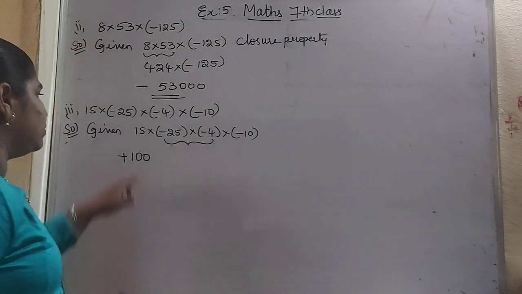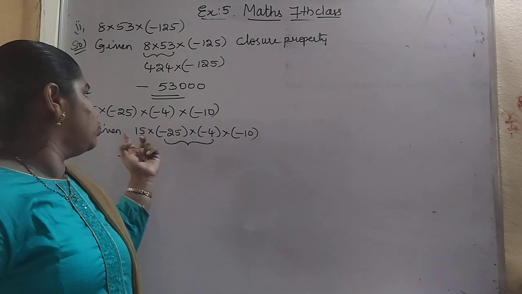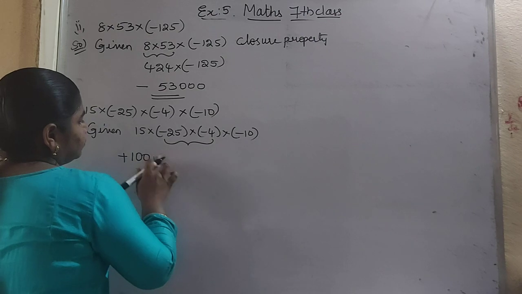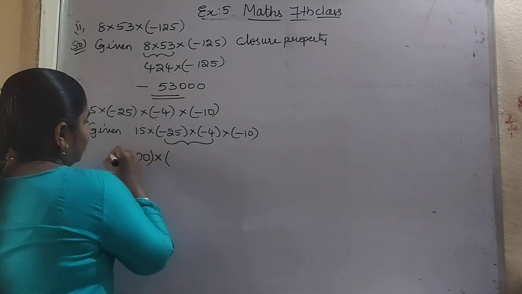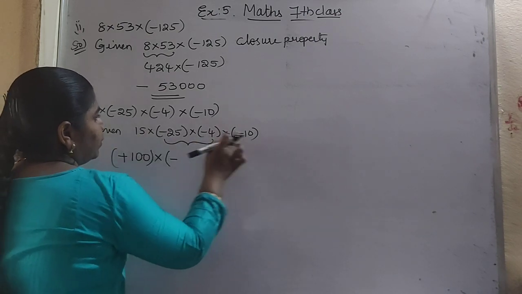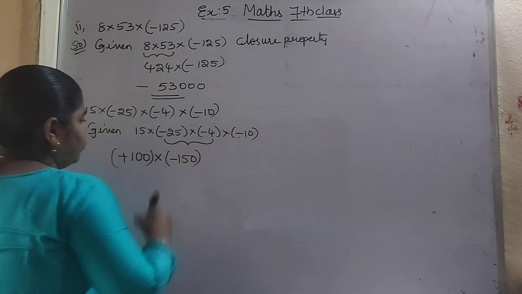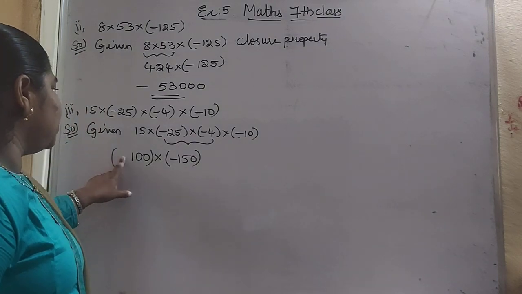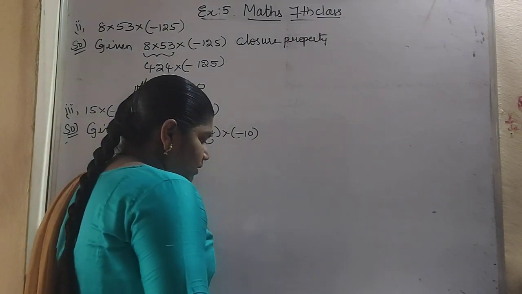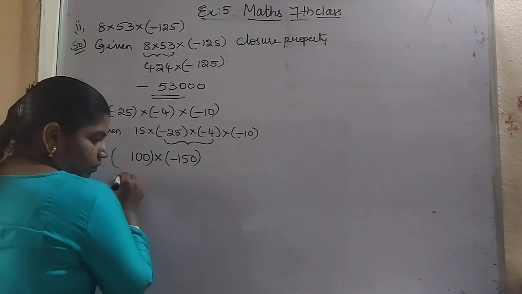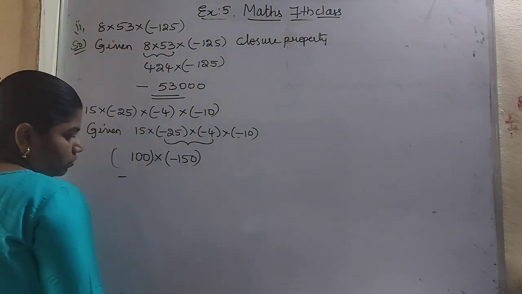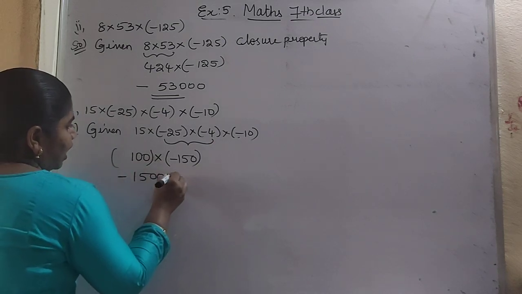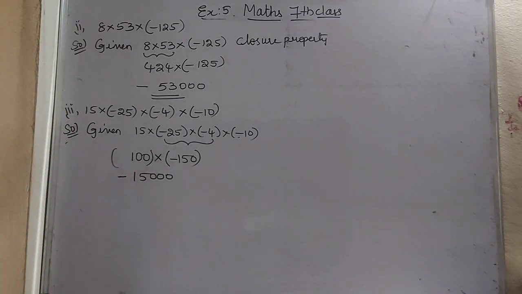Now what are the remaining terms? This one and this one. So multiply these two now. Plus into minus will be minus. 15 into 10 will be 150. Okay. So now we can multiply these terms. So here it is plus, here it is minus. So plus into minus will be minus. So 100 into 150 will be equals to 15,000.